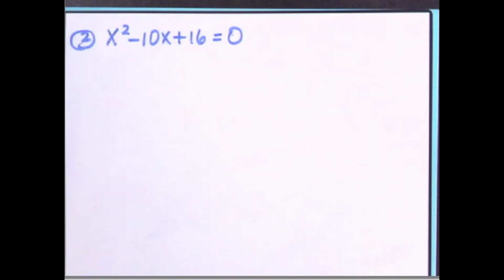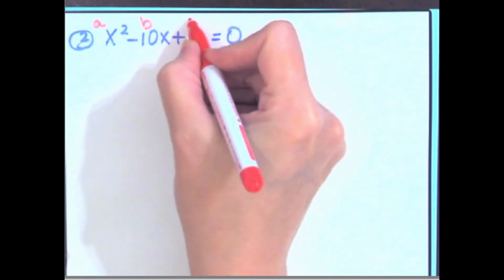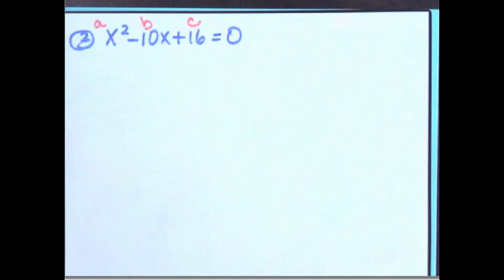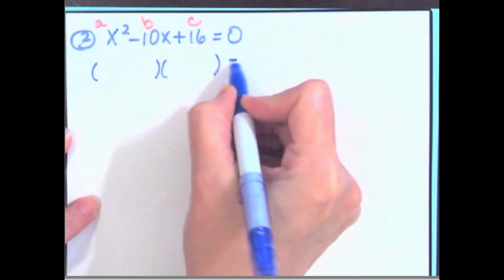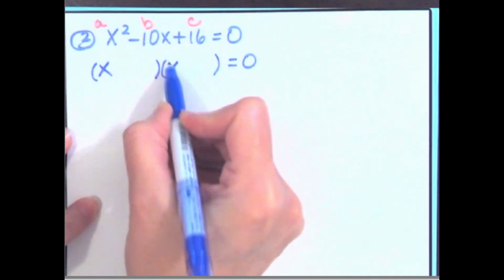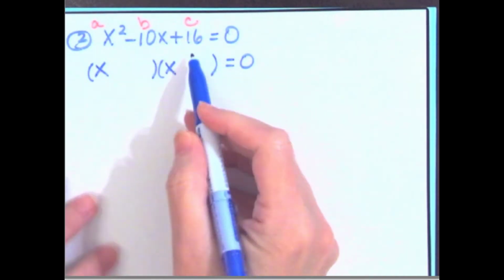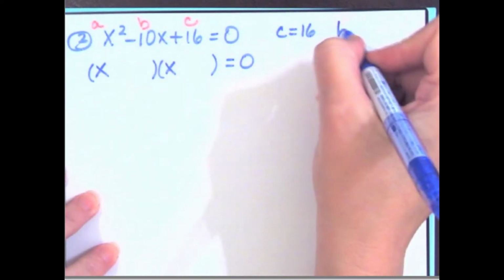In the second problem, our a is 1, our b is negative 10, and our c is 16. So as we're thinking about our binomial factors, the only way to get x squared would be x times x, and to get our last factors, we need to worry about c and b.